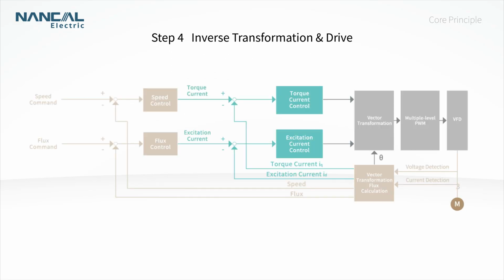Step 4. Inverse transformation and drive. The current regulators output the DQ-axis voltage references. These are then converted into alpha-beta axis voltage commands, V-alpha and V-beta, via the inverse Park transform. Finally, space vector pulse width modulation, SVPWM, uses V-alpha and V-beta to generate PWM signals. These control the VFD's power module to output the corresponding three-phase AC power, driving the motor.